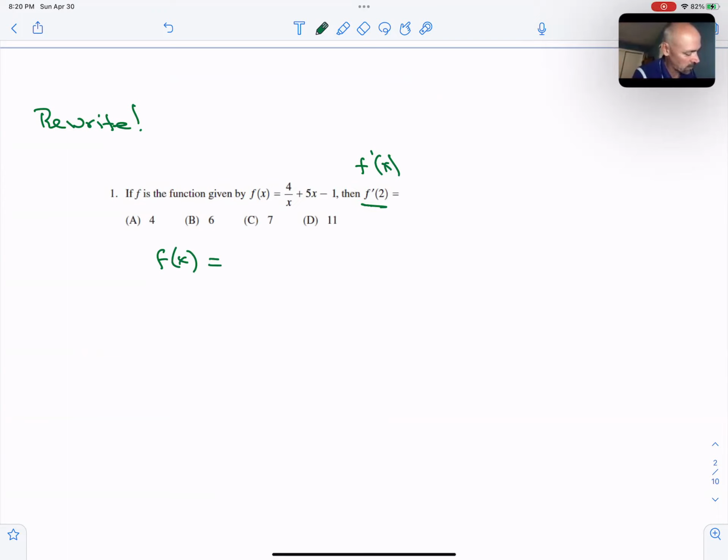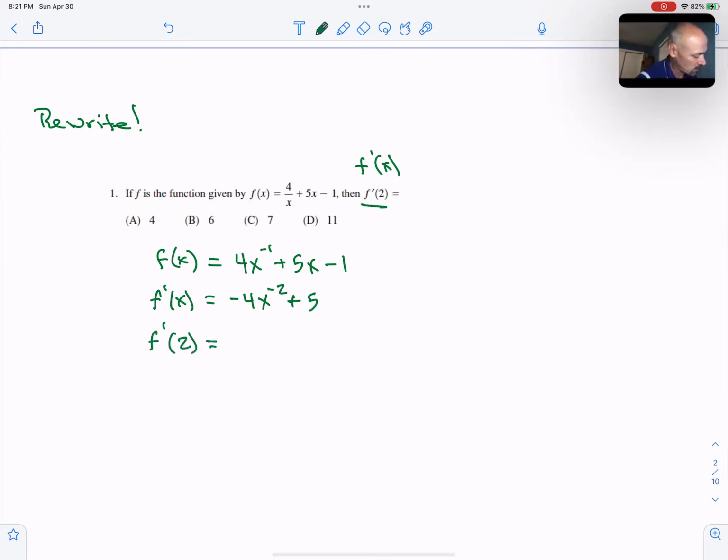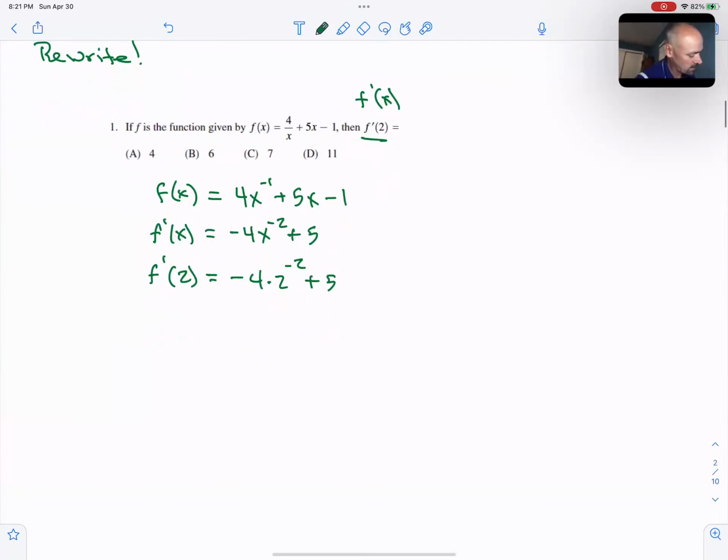I bet you can guess how I'm going to rewrite it. This 4 over x, you don't want to leave it like that and do quotient rule. What we want to do is bring the x out of the denominator. And so that's going to be 4x to the negative first plus 5x minus 1. Now, d dx of both sides. So f prime of x is going to be negative 4x to the negative second plus 5. And now I want f prime at 2.